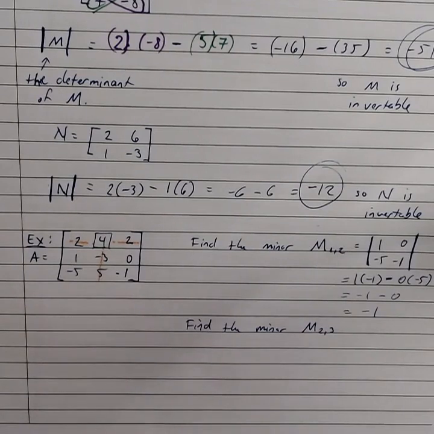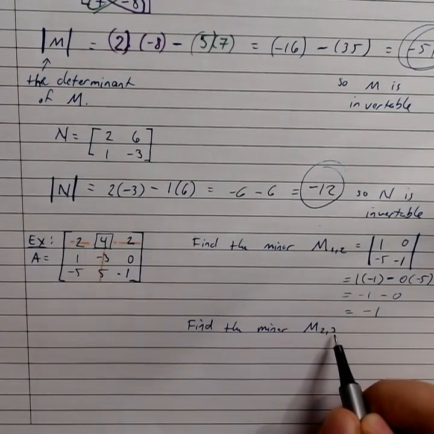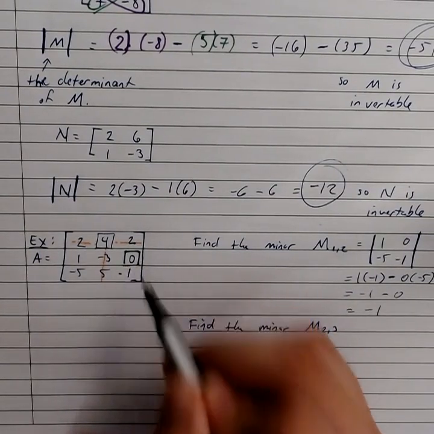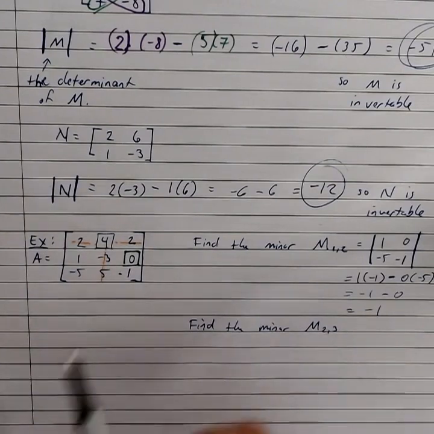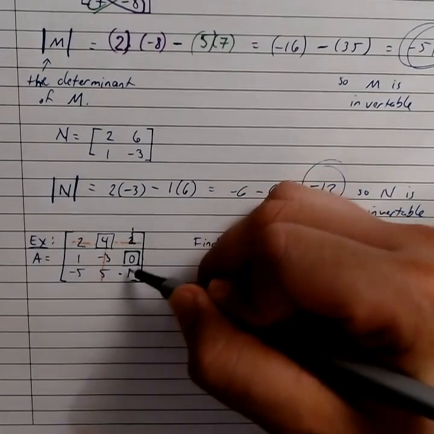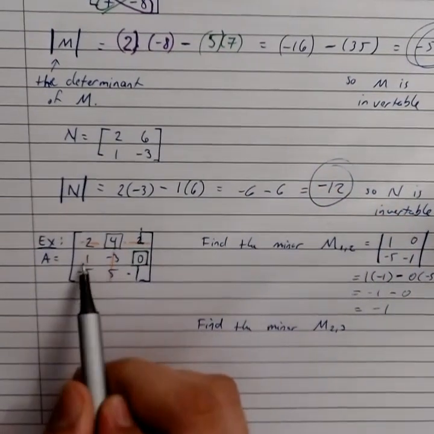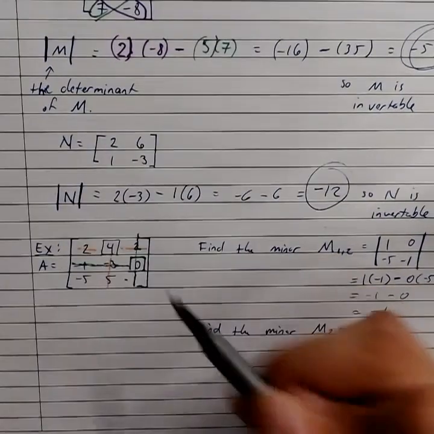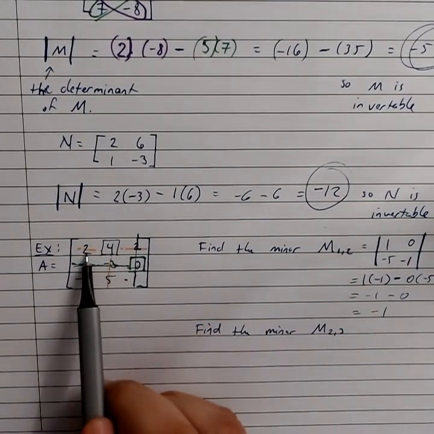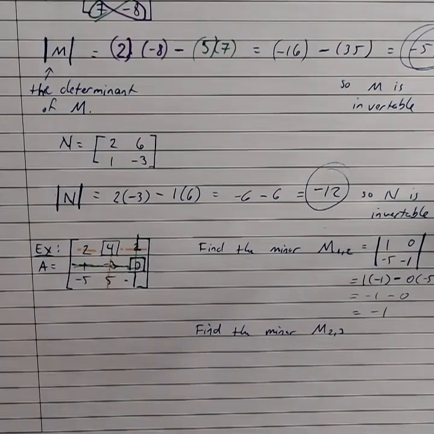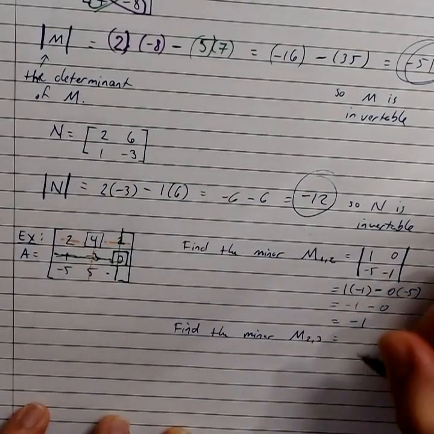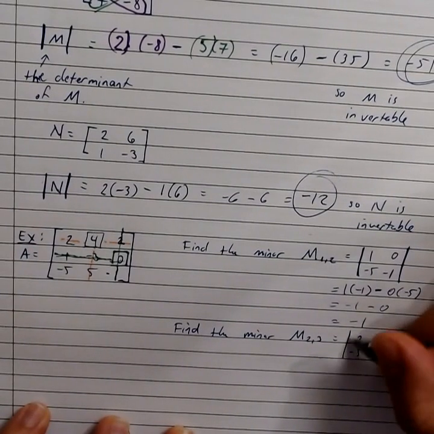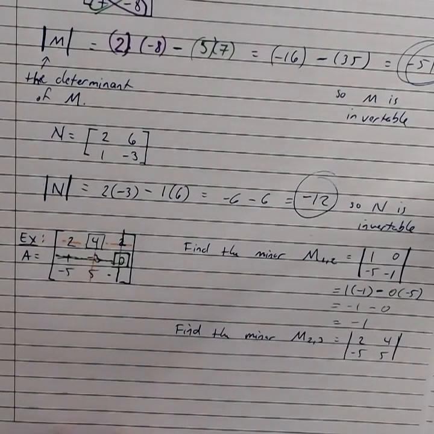All right, so the way that's going to work, go ahead and find the position 2, 3 in your matrix. Okay, well, that's this one right here. Second row, third column. Now I'm going to pretend that the column that number is in, and the row that it's in are gone. So if this is gone and this is gone, then I'm left with a smaller matrix, 2, 4, -5, 5. And the minor is going to be the determinant of that matrix.